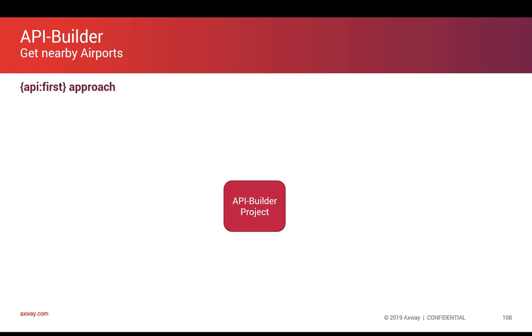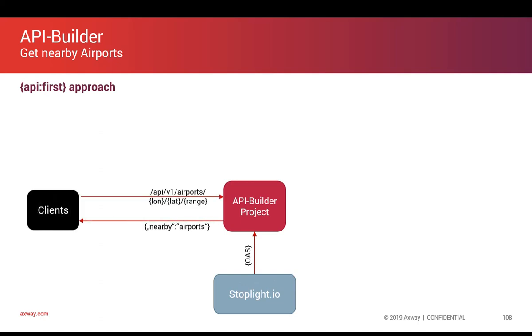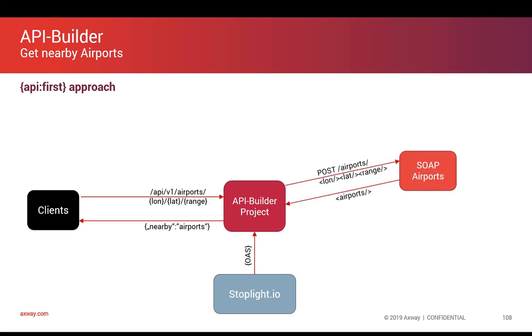And with that API first approach, I have designed a new API using Stoplight.io in my case, which contains an endpoint which takes in the longitude, the latitude, and the range. And it should return all the airports which are nearby to that location. And in order to implement that API, I need to use an existing SOAP service running in the background, which takes in exactly the same parameters, and then it returns me the list of airports, obviously in XML.